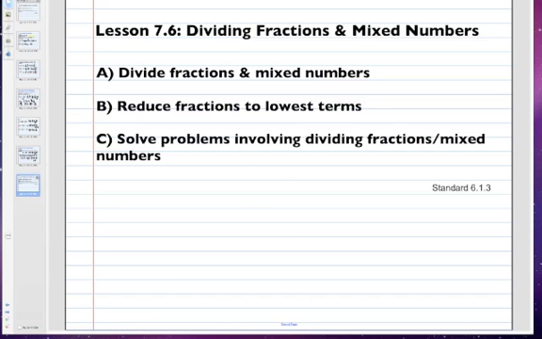So again, tonight we worked with dividing fractions and mixed numbers, reducing them to lowest terms, and solving problems that involve dividing fractions and mixed numbers. Review any part of this video before you take your quiz over on Schoology, and we'll talk to you very soon.